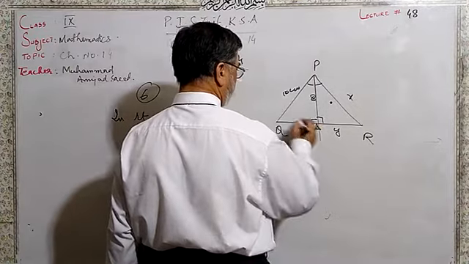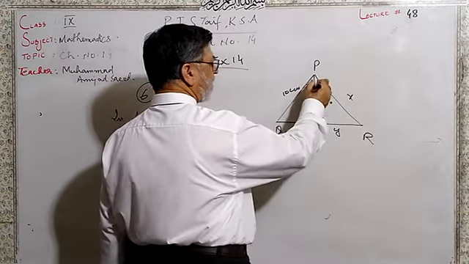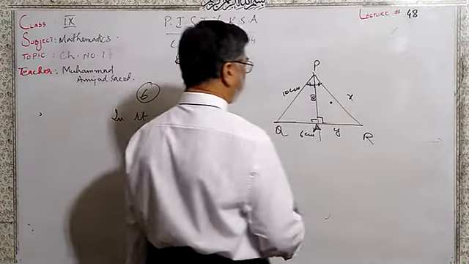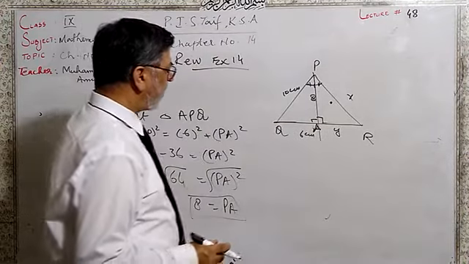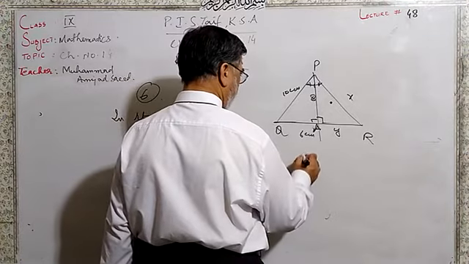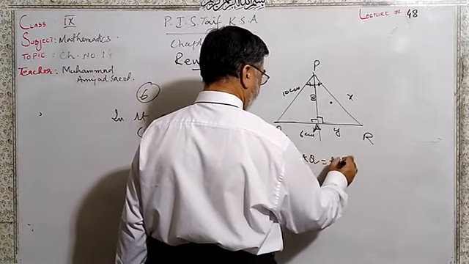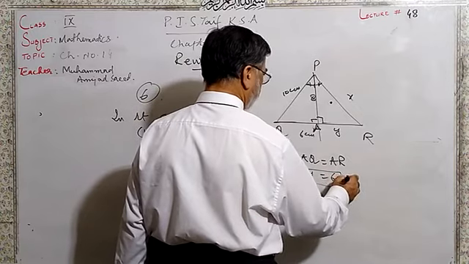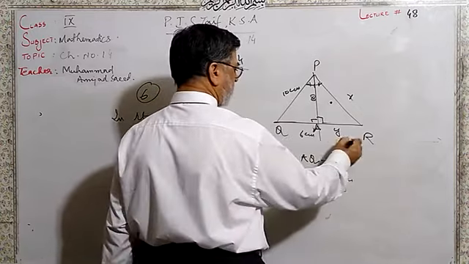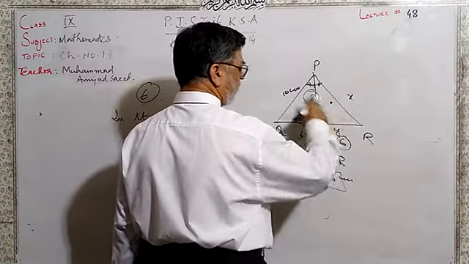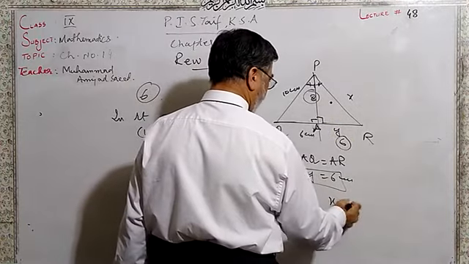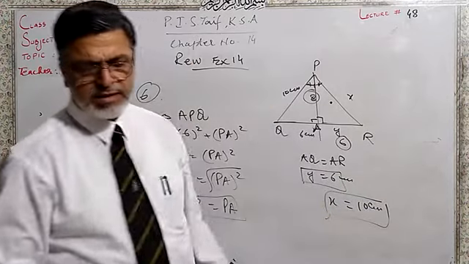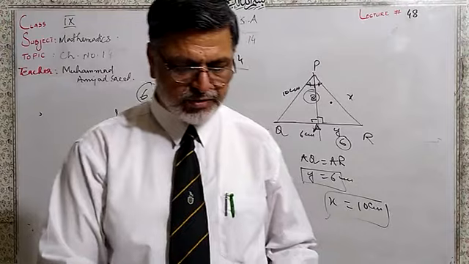So from here, if these angles are equal and perpendicular, and these two triangles are congruent, then AQ is equal to AR. So Y is equal to 6 centimeter. Similarly, if this is 6, this is 8. So applying Pythagoras theorem you can find X is equal to 10 centimeter. So these are your answers. They can be treated as MCQs in fact.